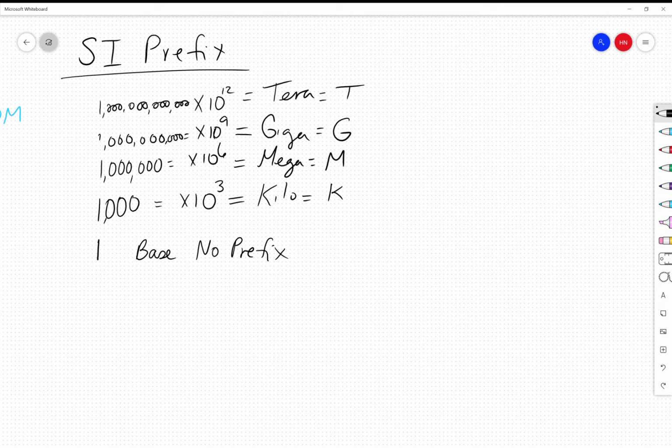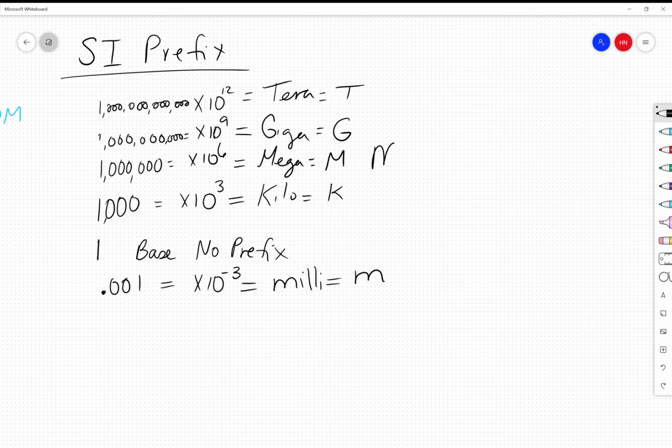Now that's going positive exponents. If I want to talk about very small numbers, I just do 0.001, which is the same thing as saying times 10 to the -3, and we say milli, or little lowercase m. Be careful if you write your m's.